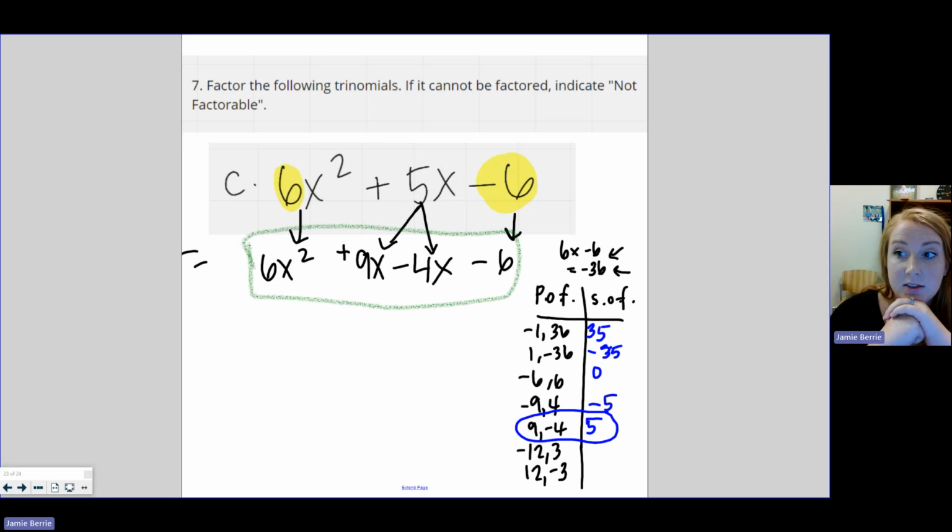All right, so let's take a second and look at that and think if that's something we've seen before. 6x squared plus 9x minus 4x minus 6. All right, so this has 4 terms. Would you all agree with that? It has 4 terms.